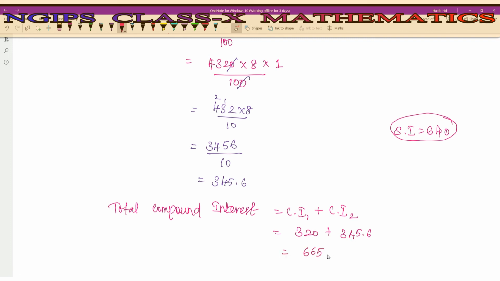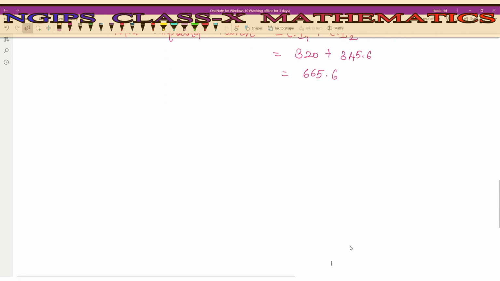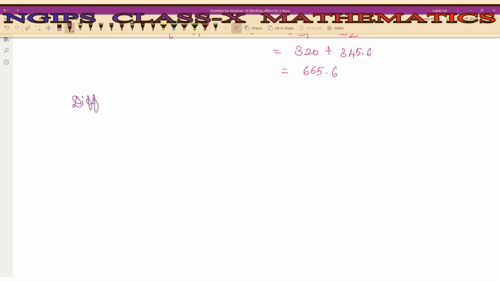604 plus 2, it is 6.665.6. Now we need to find out the difference between simple interest and compound interest.